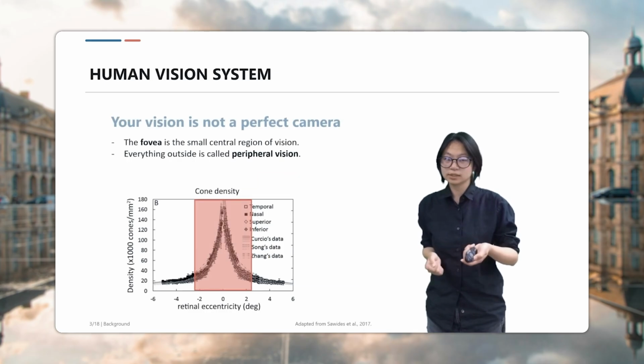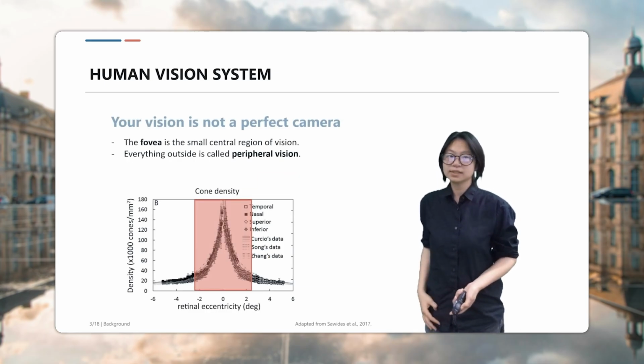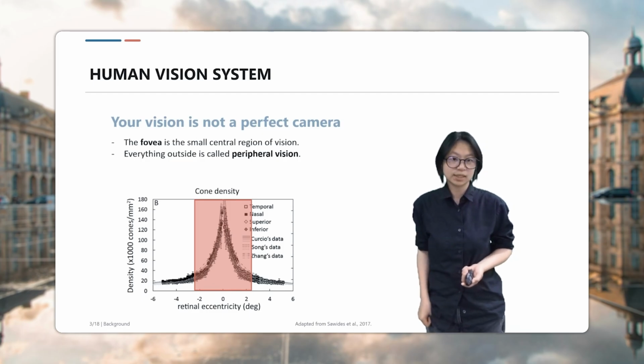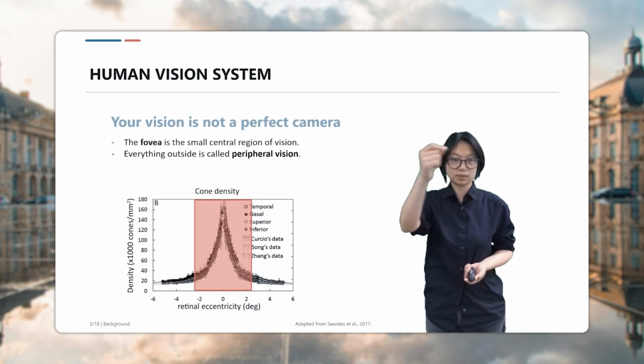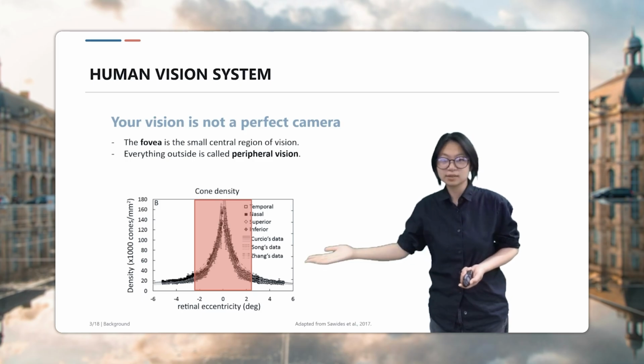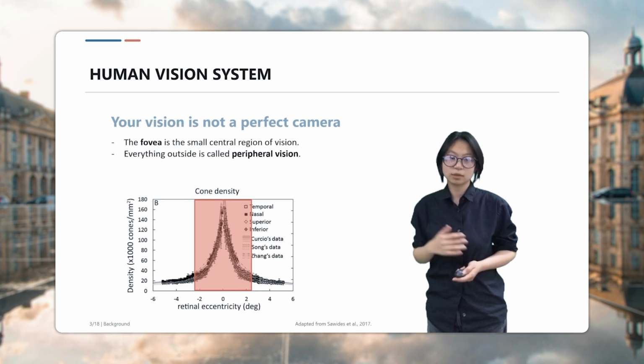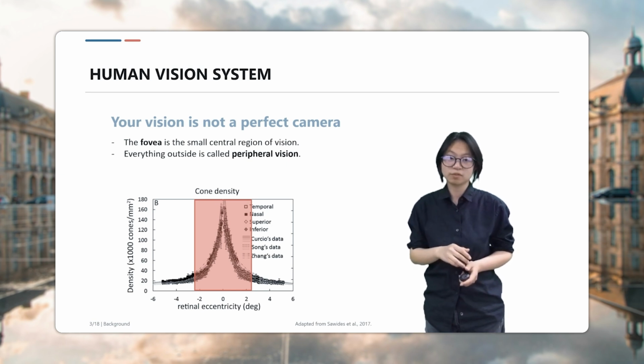The central region is called the fovea, and everything outside it is the peripheral vision, or the periphery. Retinal eccentricity is the angular distance from your gaze point. As you can see in this image, when retinal eccentricity increases, the number of cones drops significantly, and this contributes to the reduced visual performance, especially in the periphery.